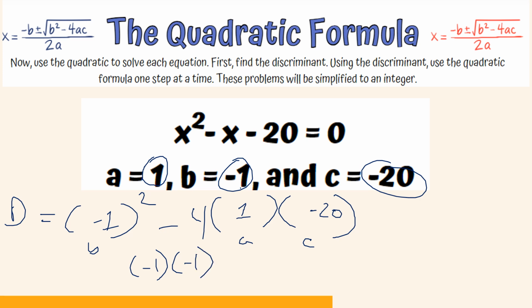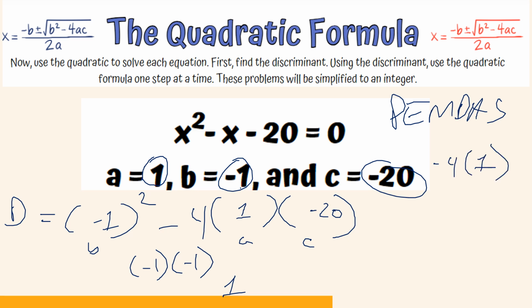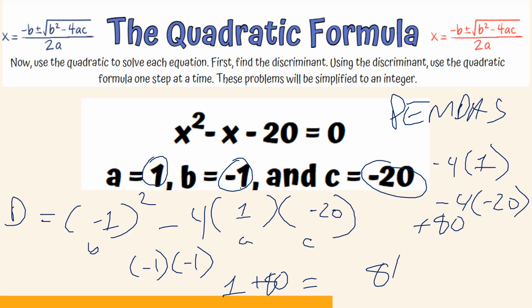-1 times -1 is a +1. We're always following PEMDAS. So before we subtract this 4, we have to multiply 4 times 1, and then take that product and multiply by -20. So what's -4 times a +1? Well, if you said -4, you're correct. Then what's -4 times a -20? Is that going to be positive or negative? If you said positive, you're good. And what's 4 times 20? Good job, 80. And then what's 1 plus 80? That's right, 81.